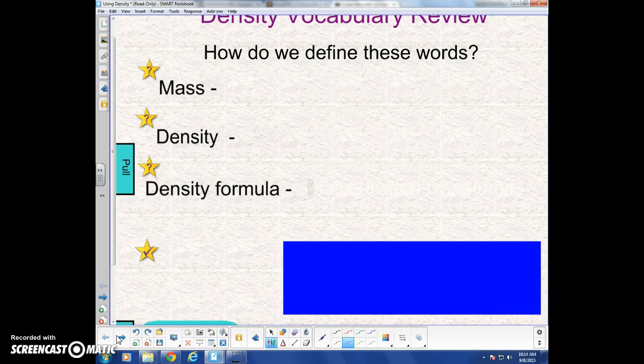Hello everyone. For your density measurement station, I'd like to review the idea of mass, volume, and density and how you can use the different techniques for finding volume to find the density of the objects in front of you.